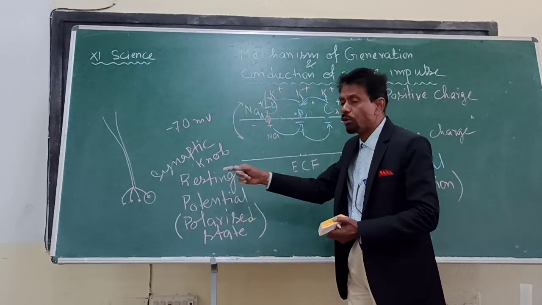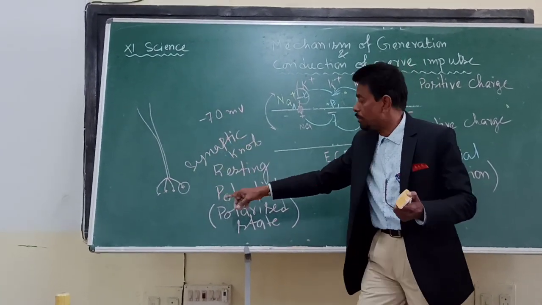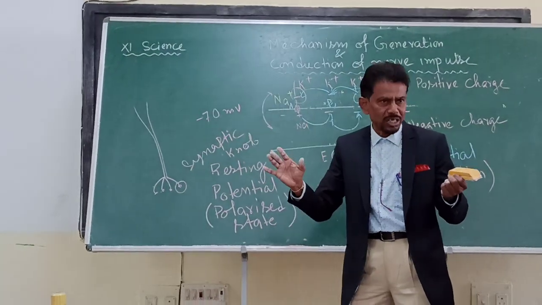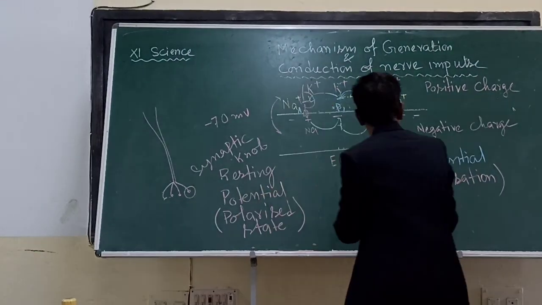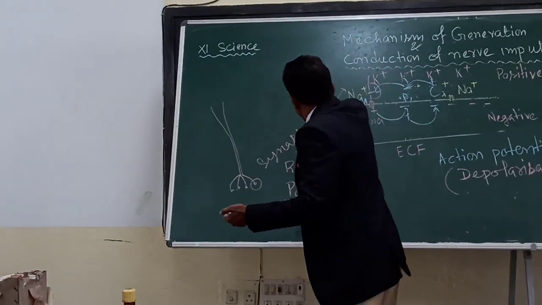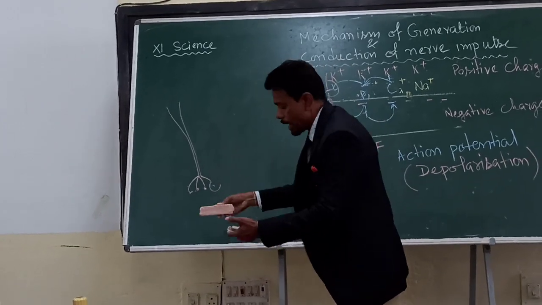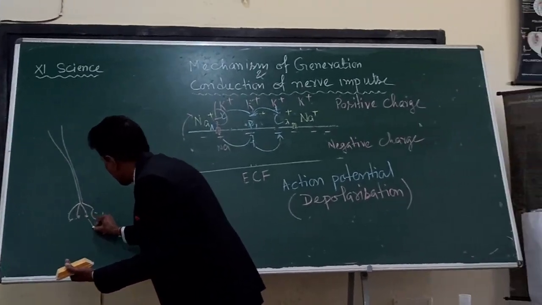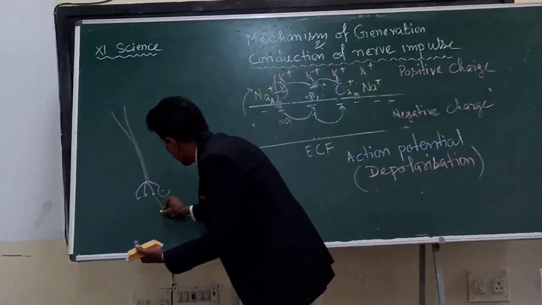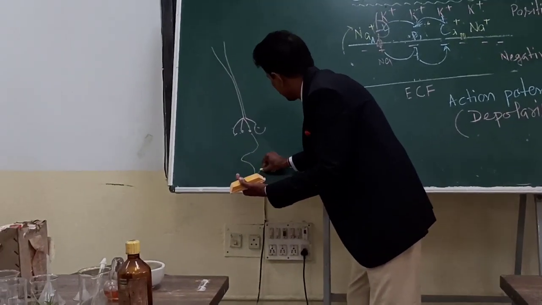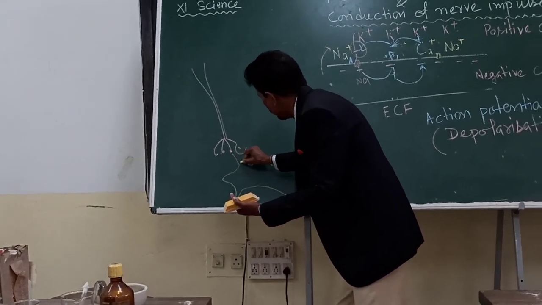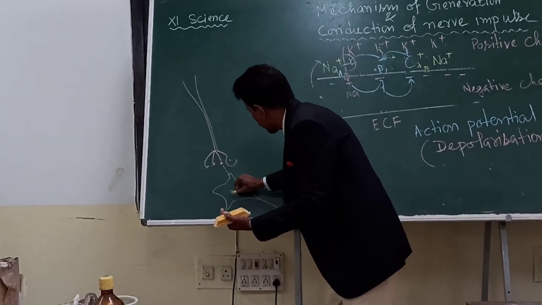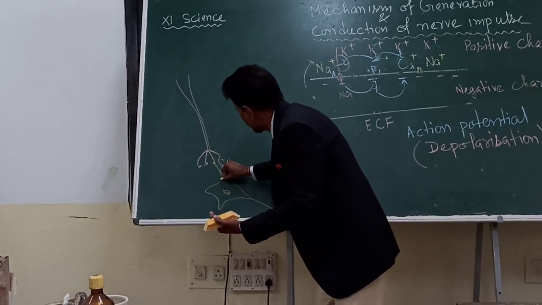Now the question is how the chemical process of transmission passes from one neuron to the next neuron. Here you have another neuron which has the dendrite part. This is another neuron, and it is the dendron or dendrite.